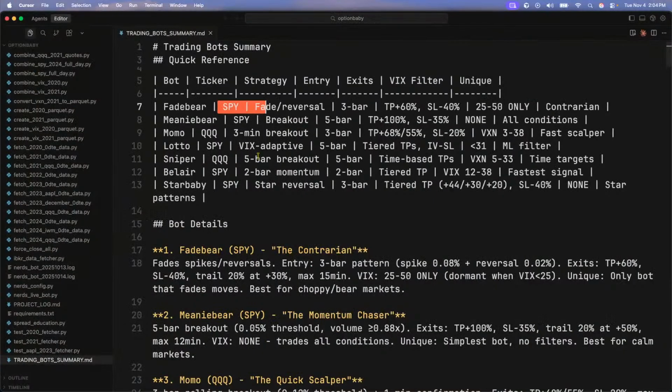The top 500 companies within the New York Stock Exchange, and QQQ is the top 100 companies within the NASDAQ, right? So within the NASDAQ, we have another VIX adaptive one that trades SPY. We have another QQQ, a 5-minute breakout or 5 bar. Remember, we trade 1-minute bars or 1-minute candles, meaning every candle represents 1 minute. Another one we have is QQQ, a 5-minute Bel Air. This is SPY, a 2-bar momentum.